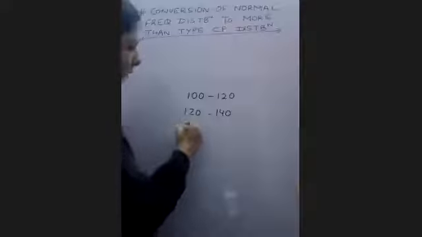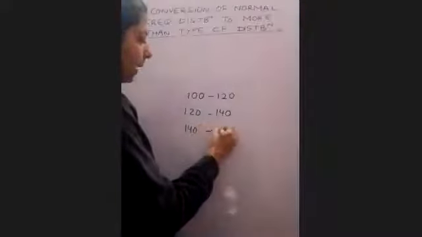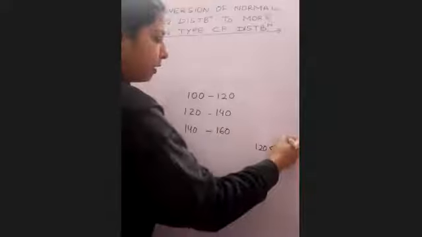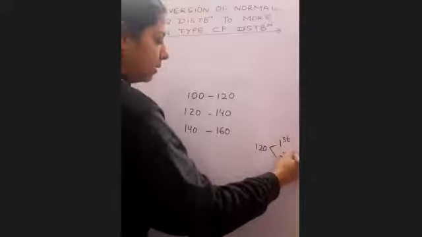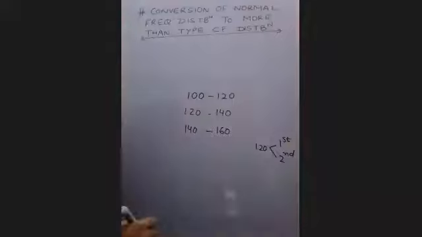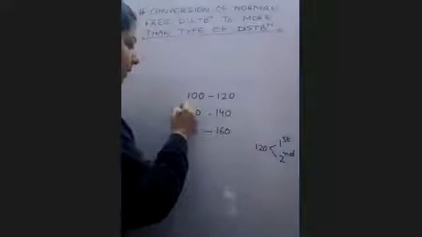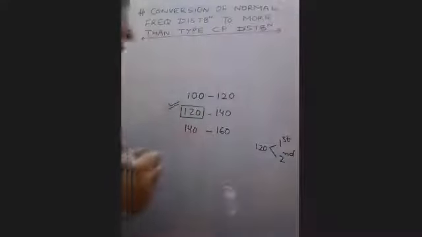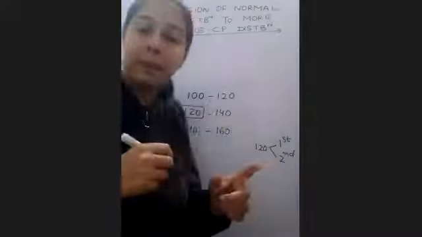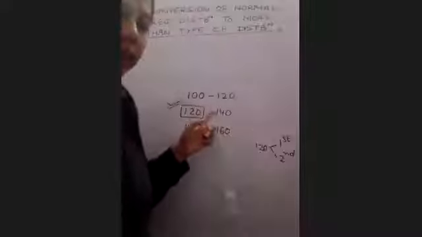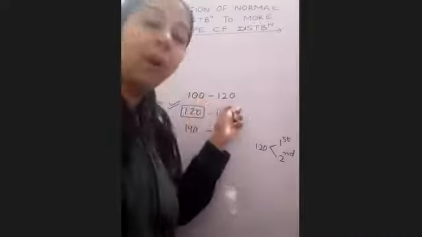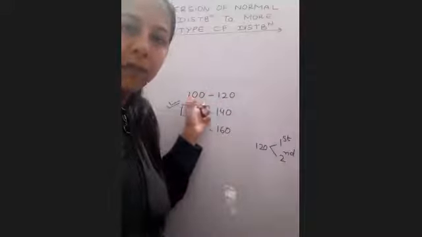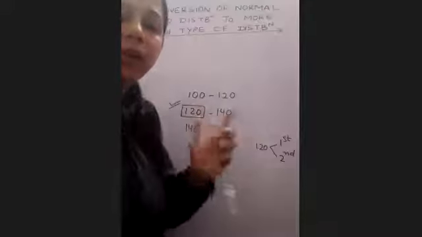Now, if I have to count 120, will it be counted in first interval or second interval? Second interval. Ma'am, second interval. 120 will be counted here. So when you are telling a shopkeeper that you want something in the range of 100 to 120, that means 100 is included, but is 120 included or excluded?